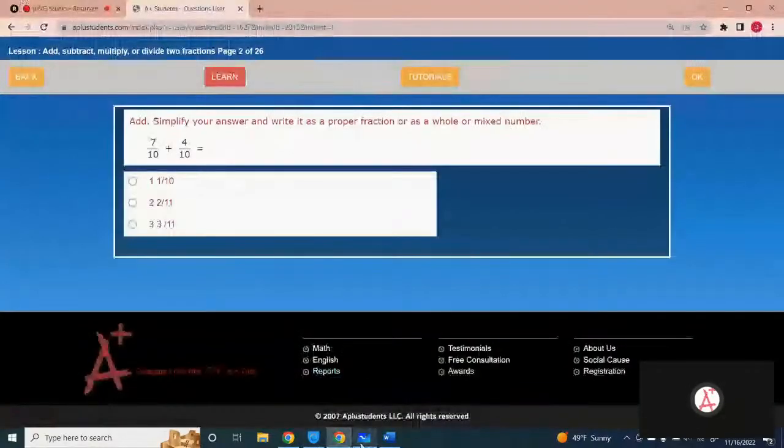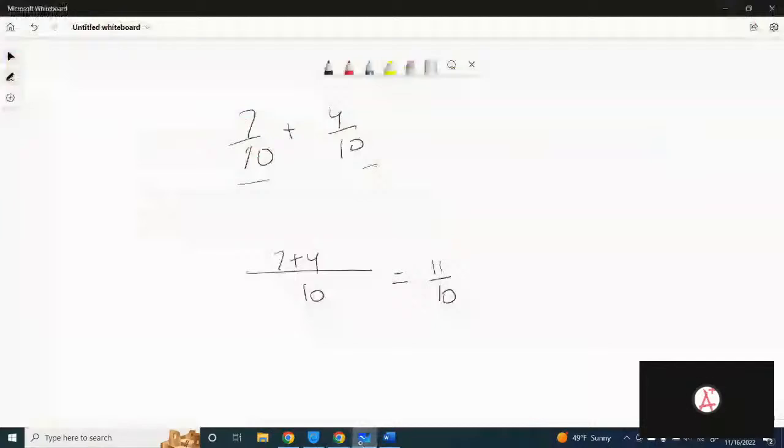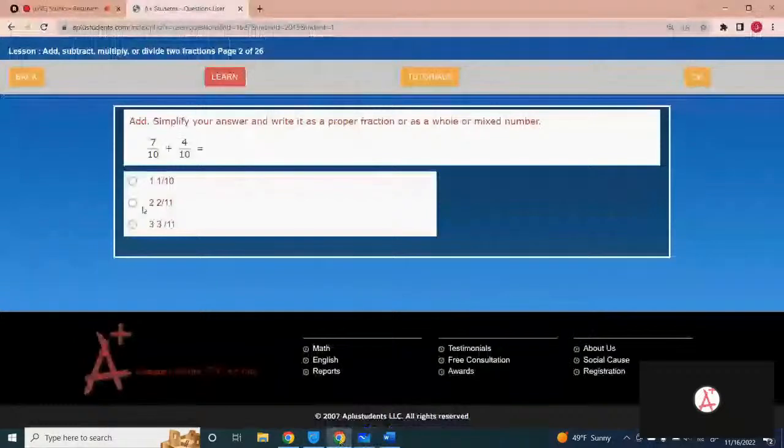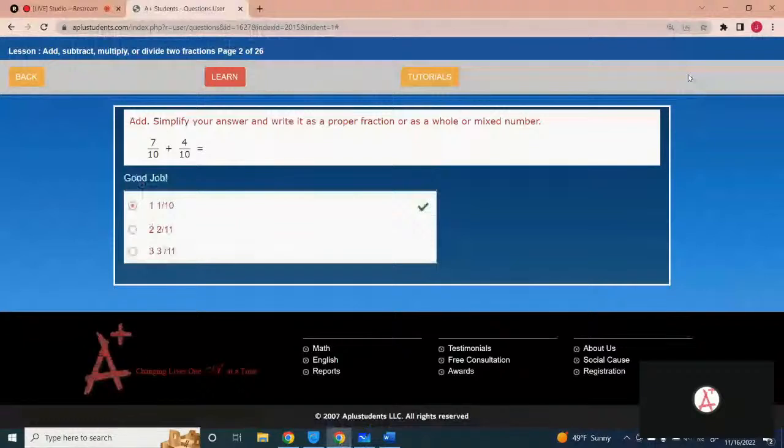Oh yes, we can divide them. Just divide 11 over 10. 10 times 1 is 10 and 11 subtract 10 is 1. So it would be 1 whole 1 over 10. Got it? The correct option is 1 whole 1 over 10. The first option is the correct one. Just select the correct option and click on the OK button.